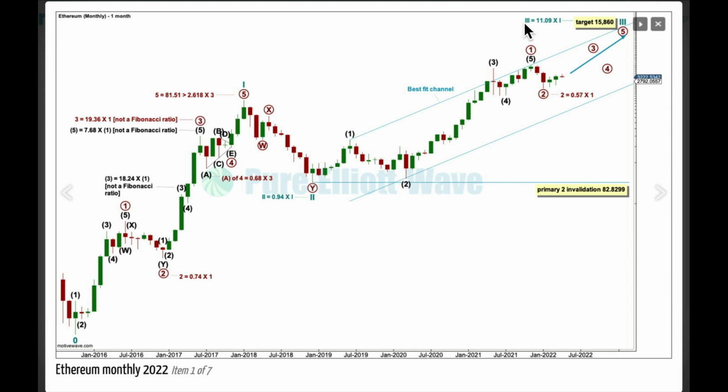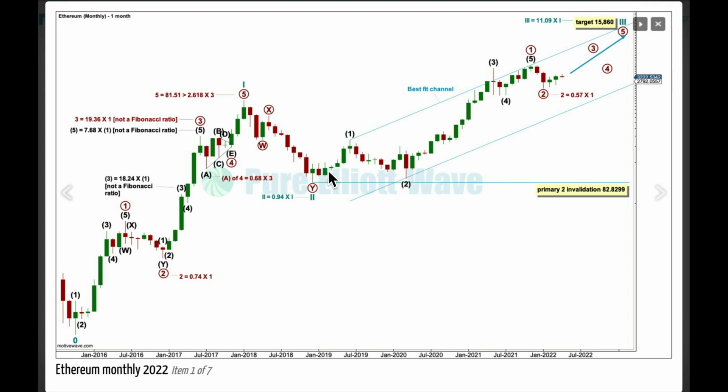If cycle wave 3 exhibits an extreme Fibonacci ratio of 11.09 times the length of cycle 1, a target would be 15,860. That may not be high enough though, because when we look at the third waves within cycle wave 1, they're a lot longer than 11.09. This one 19.36 and this one 18.24. So this target is probably not going to be high enough. But I want to use Fibonacci ratios for targets to get some idea of where it could be.